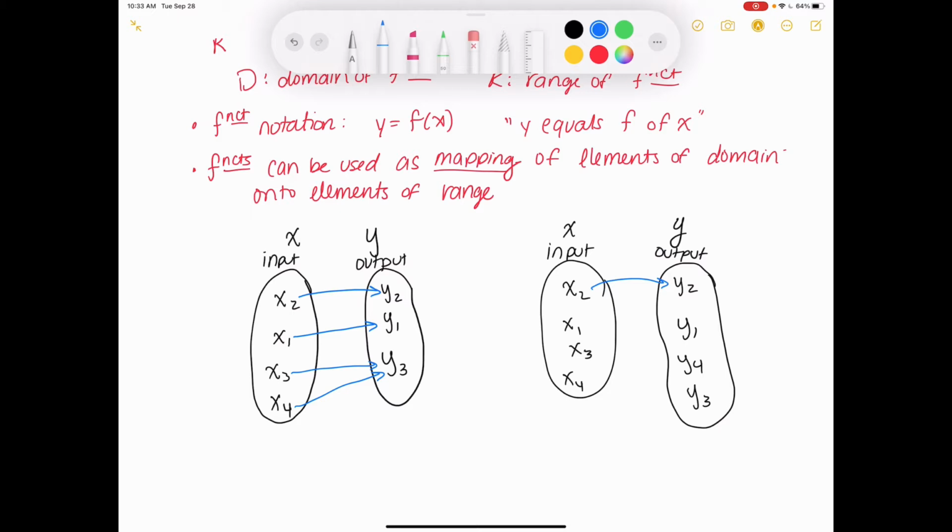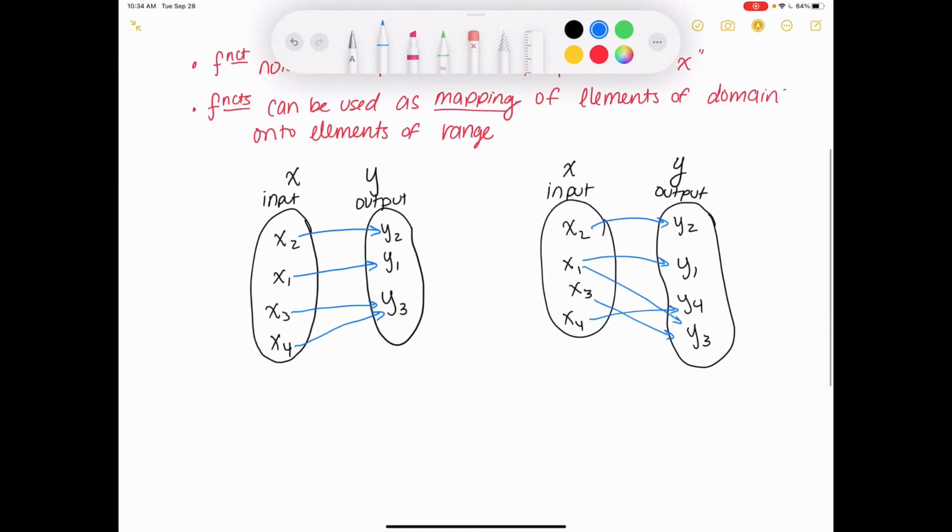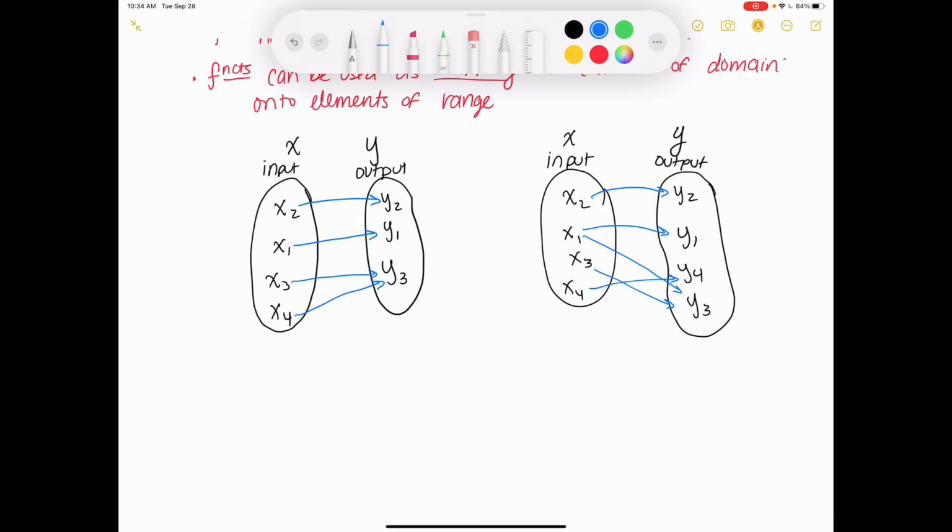X2 to Y2, X1 to Y1. X1 is also going to go to Y3, or oops. Okay, X3 is going to go to Y3. Or well, here, I can actually draw it this way. And X4 to Y4. Okay, so we want to know which one is a function. So before I write below each of them which one is a function, I'm going to do a little refresher here on how to know if it's a function or not, just in case we don't remember.